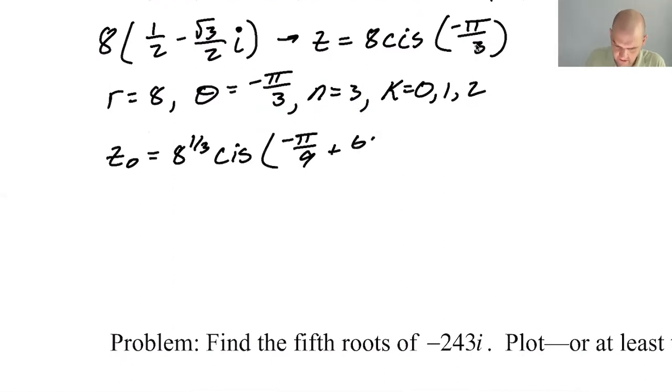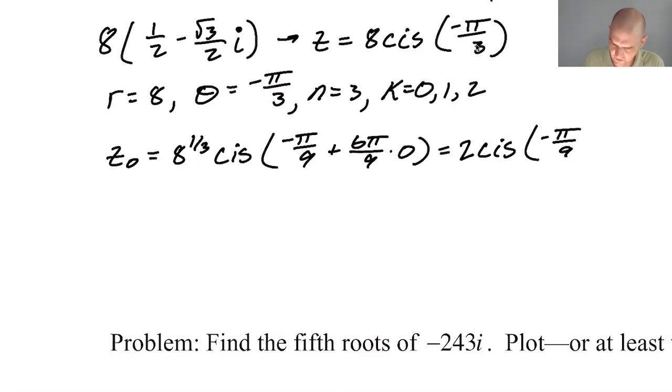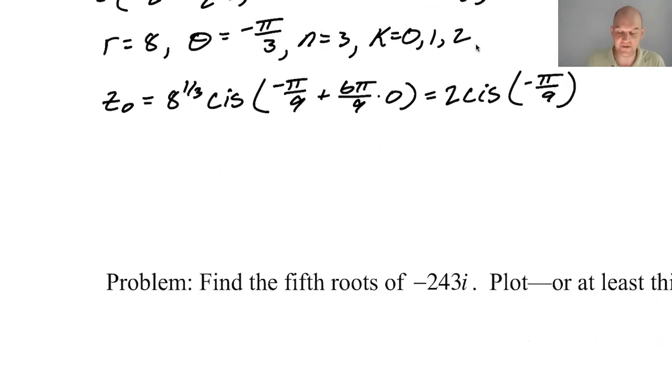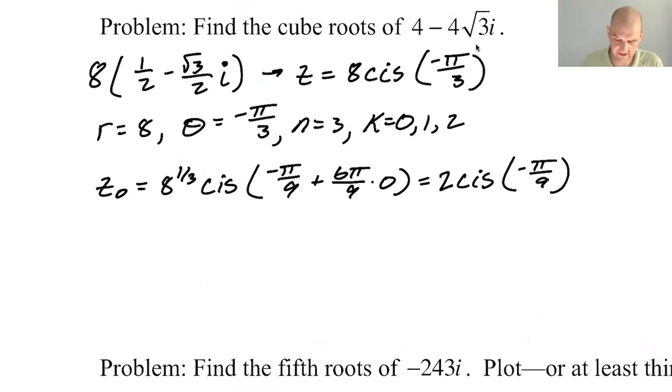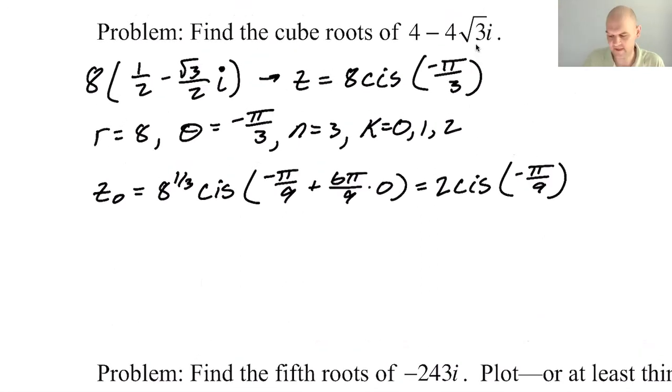Similar to when we were graphing trig functions, common denominators make all of your work significantly easier. Every time I have to add 2 pi over 3, I'm going to convert it to 6 pi over 9. Now I can just go straight across the numerators. So this will just be 2 cis negative pi over 9. I don't know what that is, but that's one of the cube roots. If I raise that to the 3rd power and expand everything, I will end up with 4 minus 4 root 3i. That's kind of the whole point.